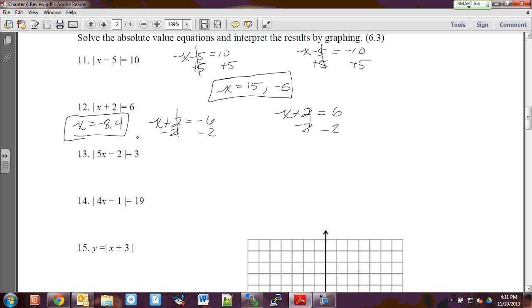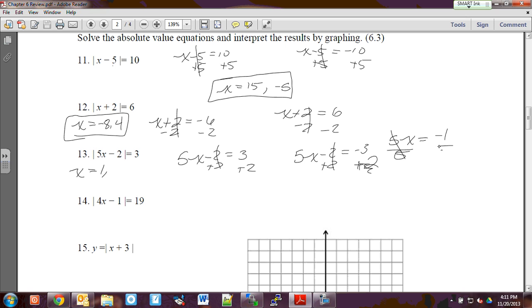Okay, same thing here. 5x minus 2 equals 3. 5x minus 2 equals negative 3. Plus 2, plus 2. So x equals 1, or plus 2, plus 2. 5x equals negative 1. Divide by 5, divide by 5. So x equals 1 or negative 1/5.